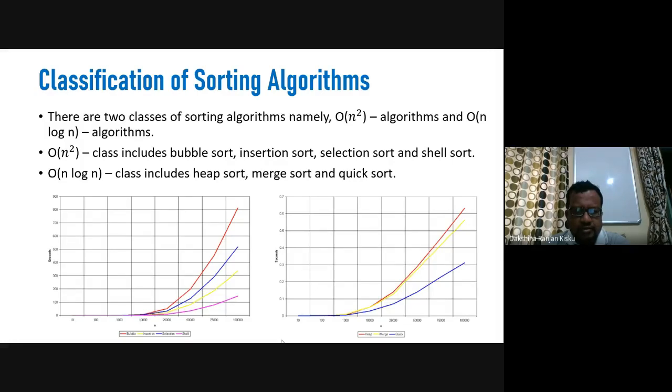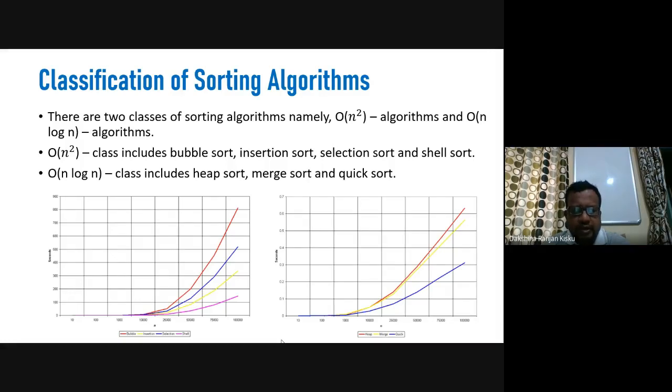If we look at selection sort, it takes more time than insertion sort and shell sort. But if we look at shell sort on the same input, compared to bubble sort, insertion sort, and selection sort, then we see that shell sort takes less time than bubble sort, insertion sort, and selection sort on the same input.